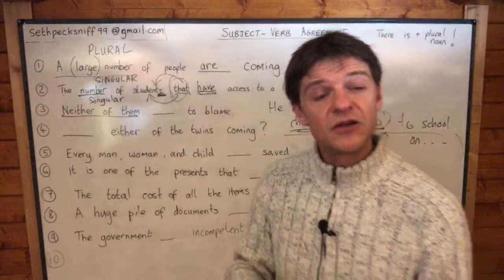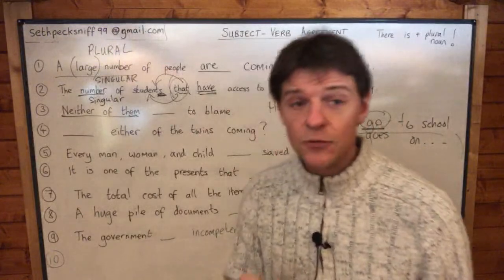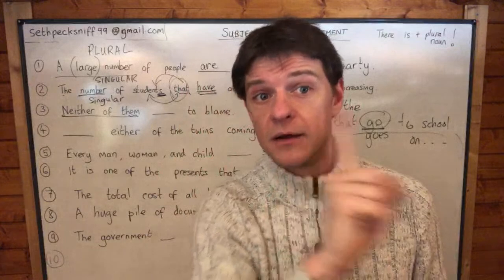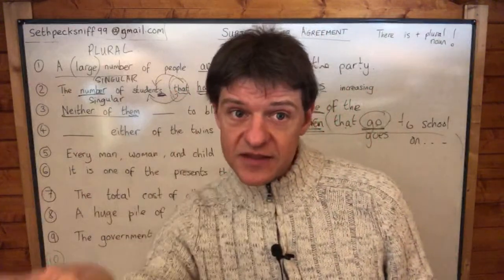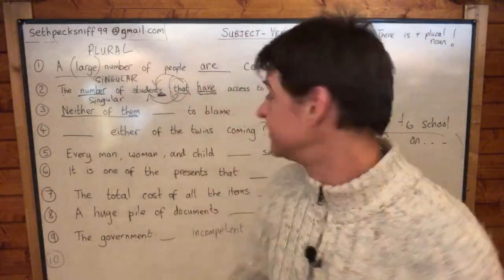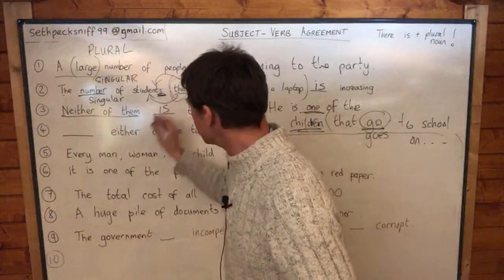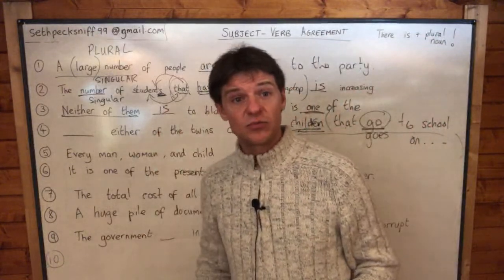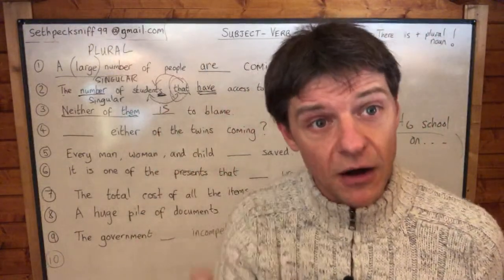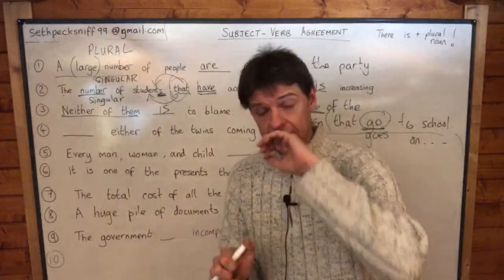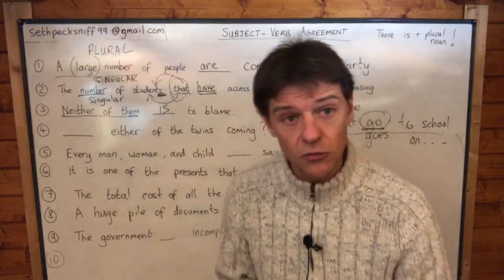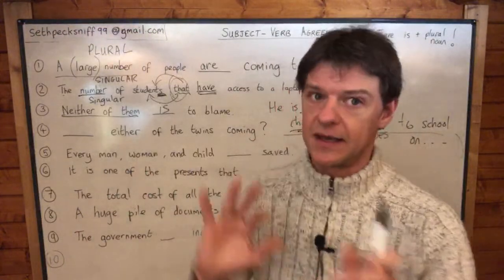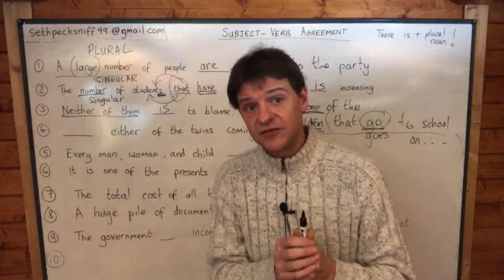And I want to give you a good reason for believing me. It's singular because when we say neither of them, we really mean neither this one nor that one. And so we're saying neither this one nor that one is. Neither of them is to blame, and not neither of them are to blame. But loads of native speakers will say neither of them are, either of them are. I guarantee it. It's just because they don't study this at school. They're not told that this is the academic way of doing it, this is the right way of doing it, and this is the wrong way of doing it. So most native speakers don't know.